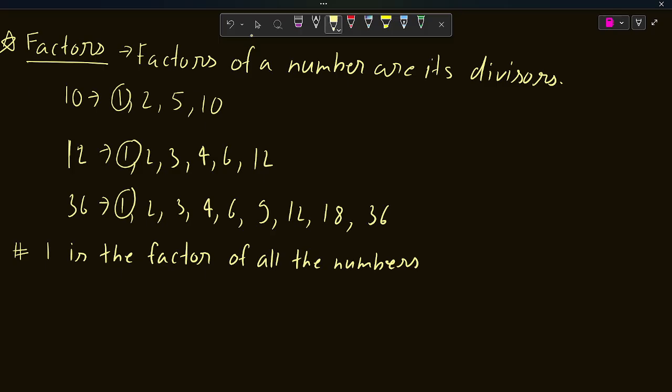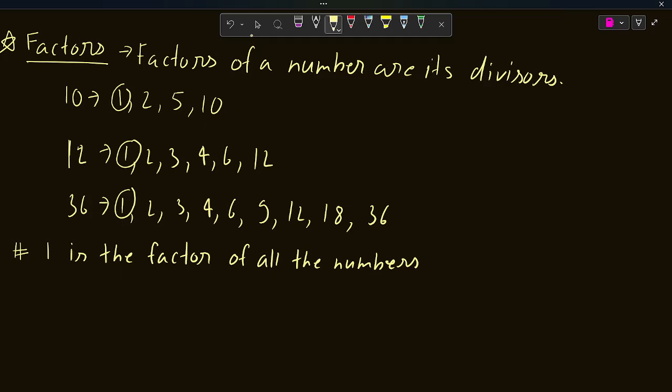One more thing, if you observe here, while writing factors of 10, 10 is there. While writing factors of 12, 12 is there. While writing factors of 36, 36 is there. So whenever I write factors of a number, the number itself will be there for sure. It means any number can divide itself, so any number is a factor of itself.